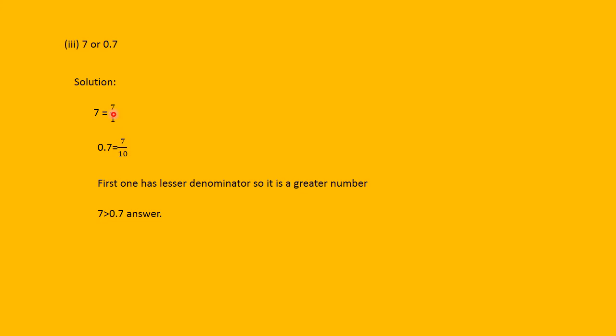Because the numerators are same, and denominators, the first one is 1 and the second one is 10. First one is having lesser denominator, so first one is a greater number. Whichever has lesser denominator becomes the greater number. So the first one is greater than the second one. 7 is greater than 0.7.